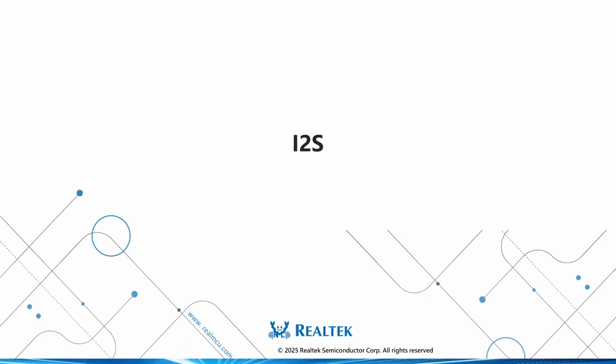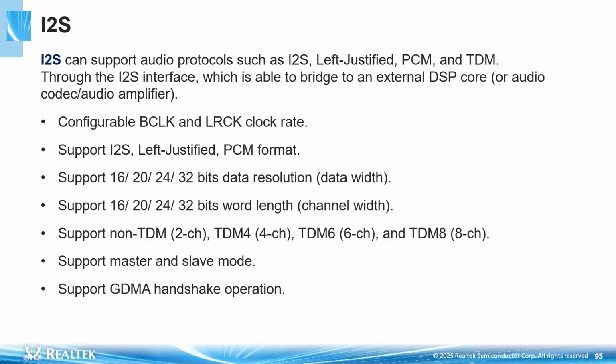Next, we will introduce I2S. The I2S interface can support audio protocols such as I2S, left justified, PCM, and TDM. Through the I2S interface, it is able to bridge to an external DSP core, audio codec, or audio amplifier. I2S can be operated in GDMA mode or FIFO mode.